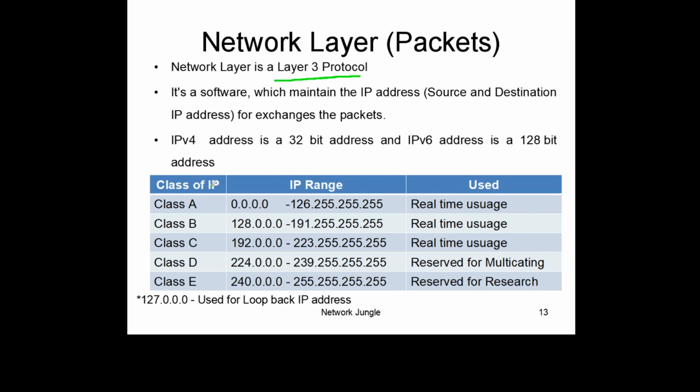It can be classified into 5 classes. Class A starts from 0 to 126, class B from 128 to 191, class C from 192 to 223, class D from 224 to 239, and class E is used for 240 to 255. 127 is used for the loopback address.